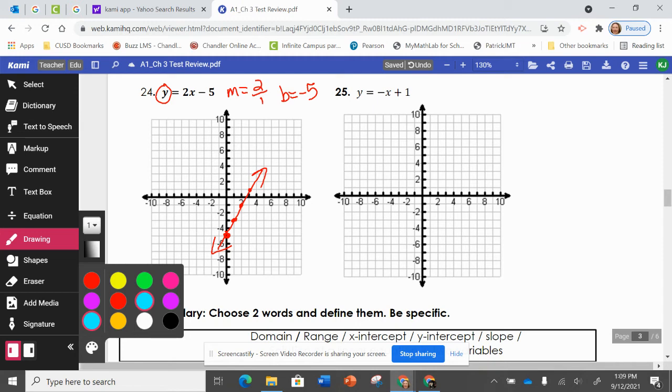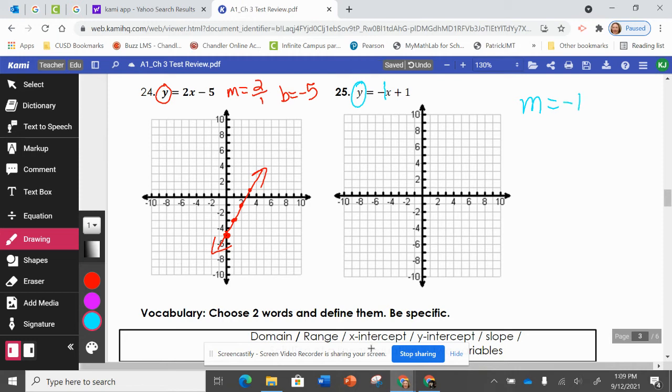And number 25, this is also already in slope-intercept form because, again, y is alone. So in front of the x there, that's a negative, but it's a negative 1. So my slope is negative 1, making that rise over run negative 1 over 1. And my y-intercept, or b value, is 1. So if I start at 1, then we go down 1, right 1, down 1, right 1, down 1, right 1. And there's our graph.